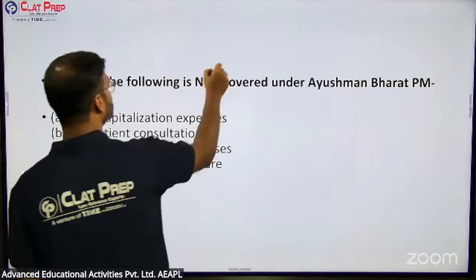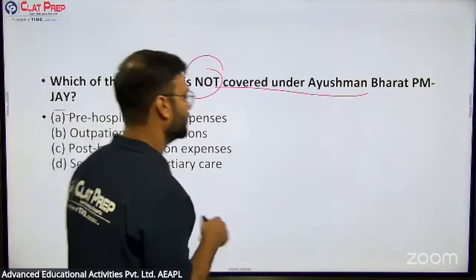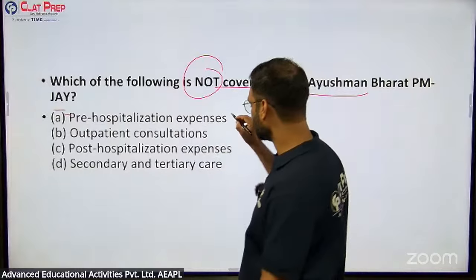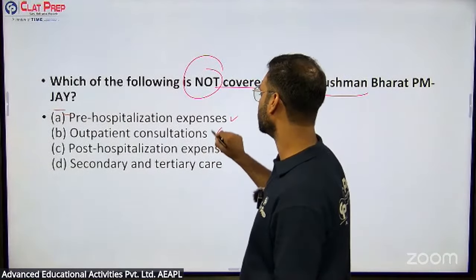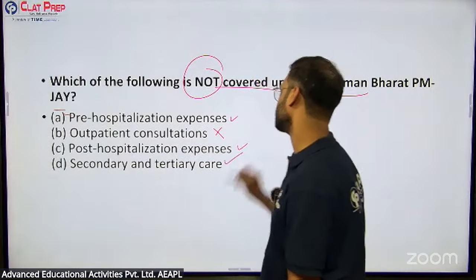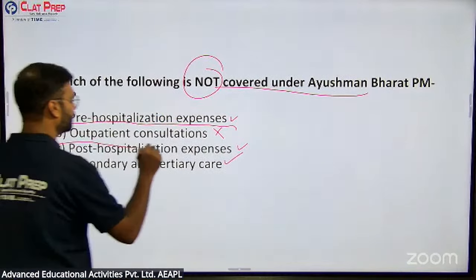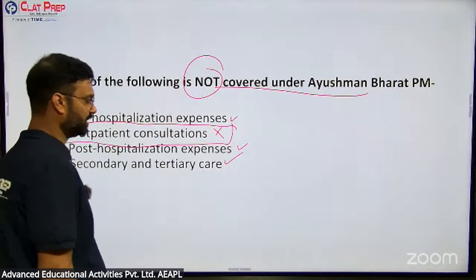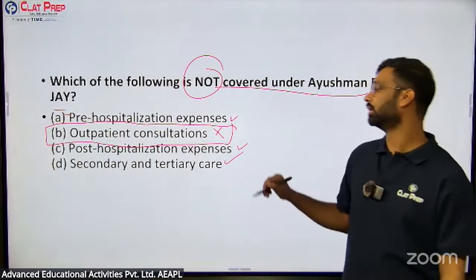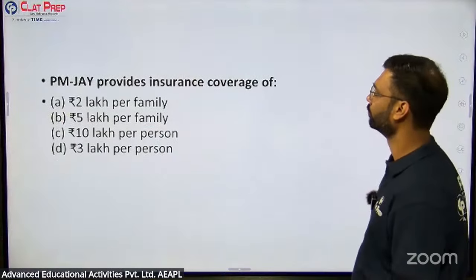Which of the following is not covered under the Ayushman Bharat PMJ, Pradhan Mantri Jan Arogya Yojana? Pre-hospitalization expenses are covered. Outpatient consultation not covered. Post-hospitalization expenses are covered. Secondary and tertiary care is covered. So it is only the outpatient consultation which is not covered. Apart from that, all other things are covered under the Pradhan Mantri Jan Arogya Yojana under Ayushman Bharat scheme. Outpatient consultations are not covered, so that would be the correct answer.